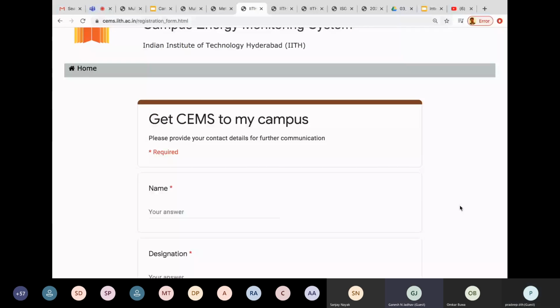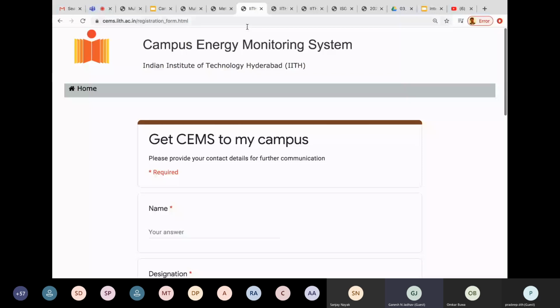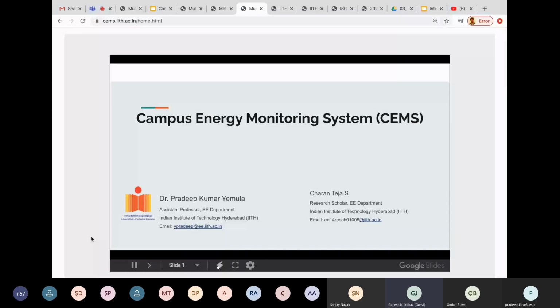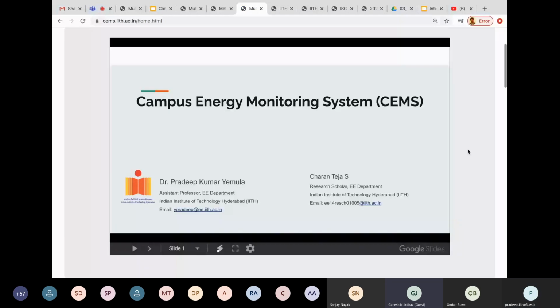Shall I conclude now, sir? Yes, please. Thank you, sir, for your wonderful session. Though there was initial disturbance, we enjoyed your session a lot, and we are going to see some real time what is happening in the energy management system. You have developed this wonderful campus energy monitoring system, not only for your institute, but it helps other institutes also to develop the monitoring system, and also opens a research area for the students and the faculties. Thank you, sir, for delivering such a nice session.